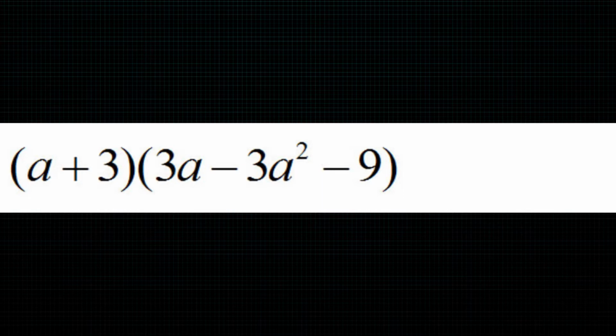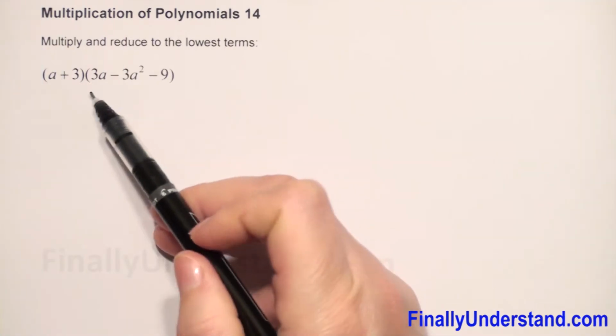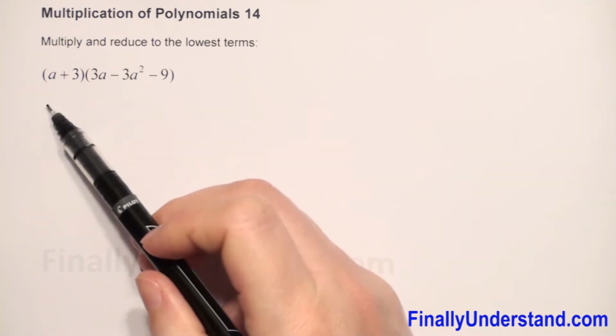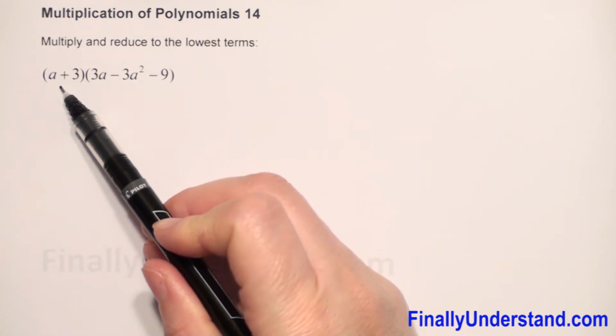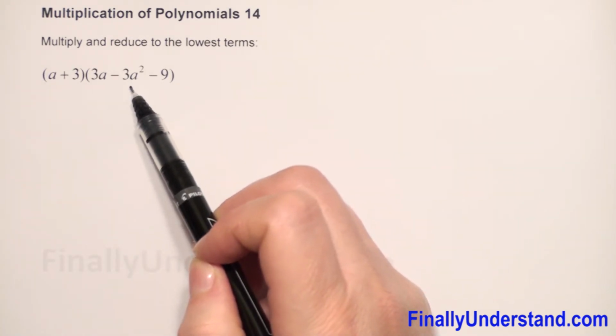We have multiplication of polynomials. In the first parenthesis we have a binomial, and in the second we have a trinomial. How do we do multiplication of polynomials? We have to multiply every expression in the first parenthesis by every expression in the second parenthesis.